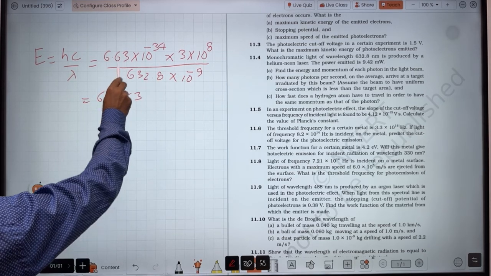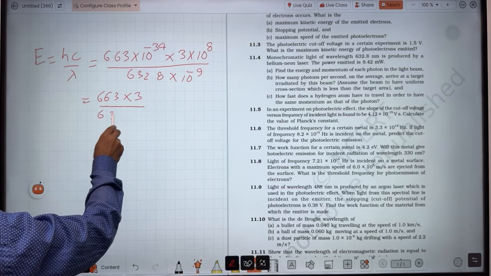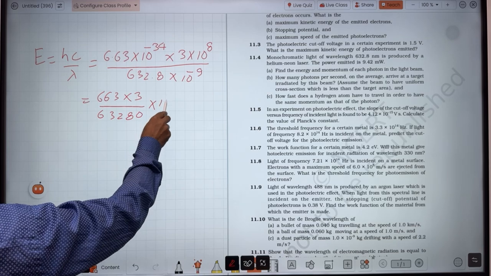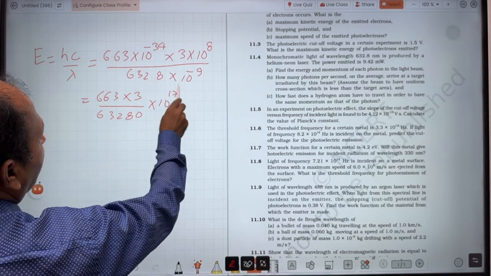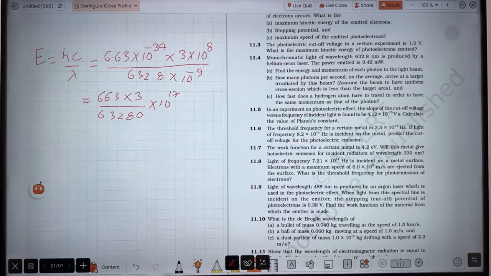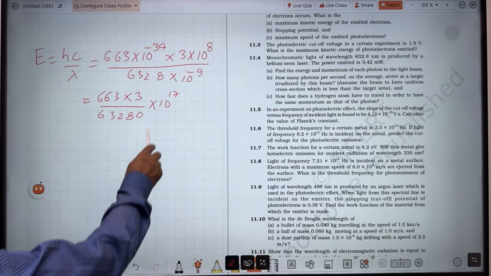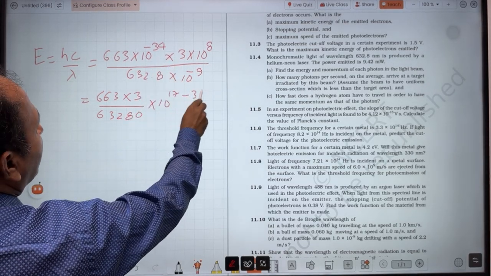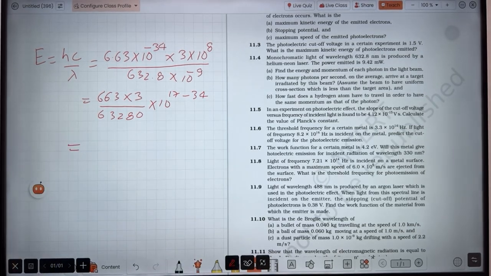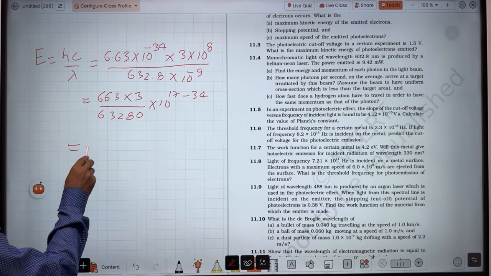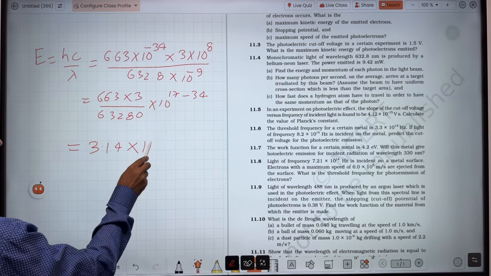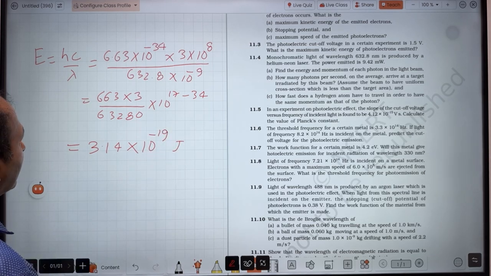663 into 3 divided by 63280 into 10 to the power. This will become 17. We can simplify. So what more is missing here, and this minus 34, right? Let's evaluate it. So on evaluation, we will get 3.14 into 10 power minus 19 joule. 3.14 into 10 to the power minus 19 joule, correct?